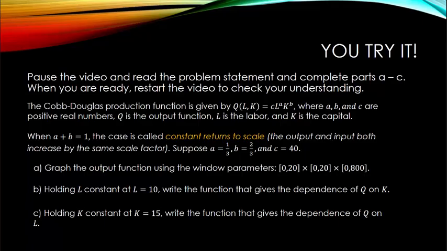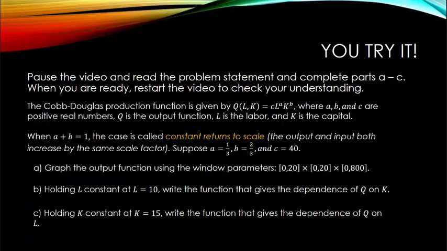The problem statement uses the Cobb-Douglas production function, which is given by the function Q of L, K is equal to C times L to the A power times K to the B power, where A, B, and C are positive real numbers, Q is the output function, L is the labor, and K is the capital. When A plus B is equal to 1, the case is called constant returns to scale. This just means that the output and input both increase by the same scale factor.